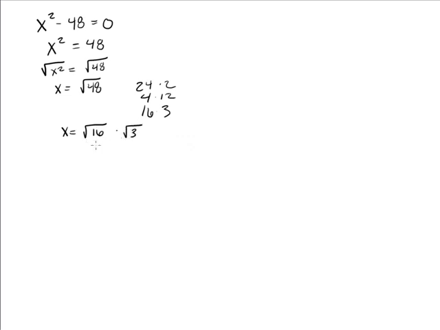Now I can only simplify one of these. Which one is it? Take a second to think about it. It's the one that has a perfect square. So if I take the square root of 16, that's 4. I've got x equals 4 times the square root of 3.